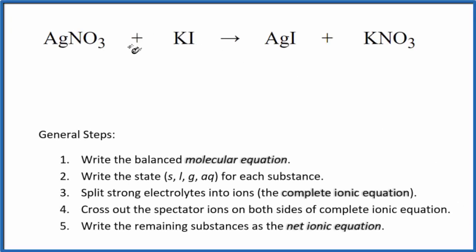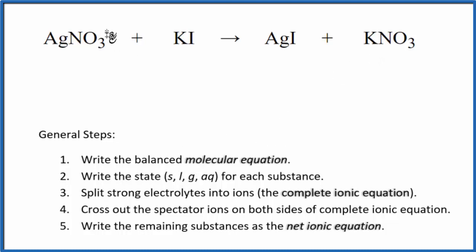In this video, we'll write the balanced net ionic equation for AgNO3 plus KI, silver nitrate plus potassium iodide. First thing we need to do is balance the molecular equation. This is the molecular equation, and it is already balanced, so that's kind of nice. Then we need to write the states.